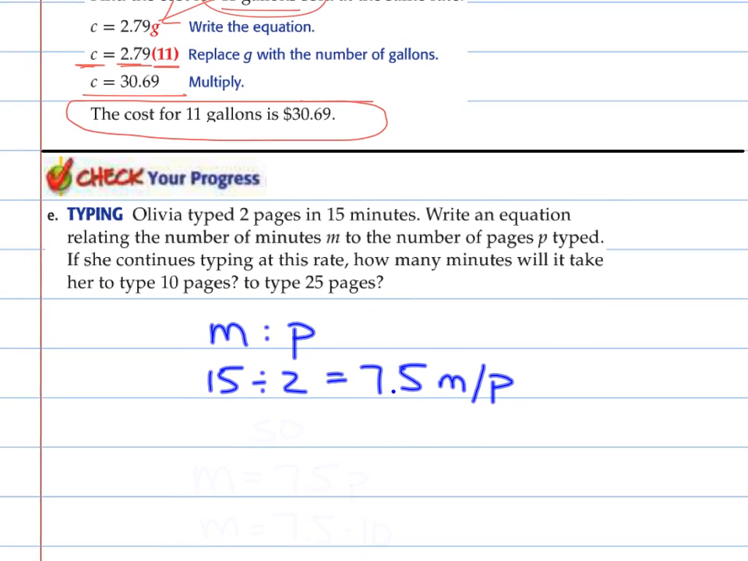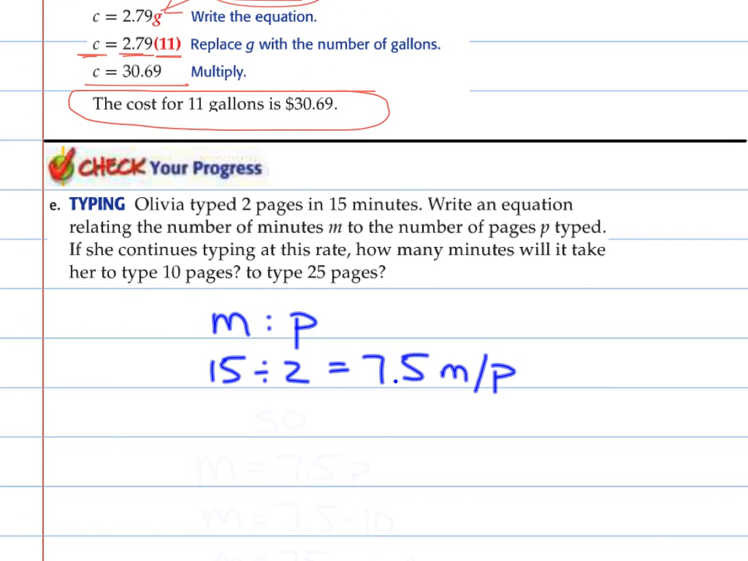So let's give this one a try. Olivia, hello Olivia, types 2 pages in 15 minutes. Write an equation relating the number of minutes, M, so M represents minutes, to the number of pages, P, typed. So when we're comparing M to P. If she continues typing at this rate, so we have to find that first, how many minutes will it take her to type 10 pages and 25 pages?